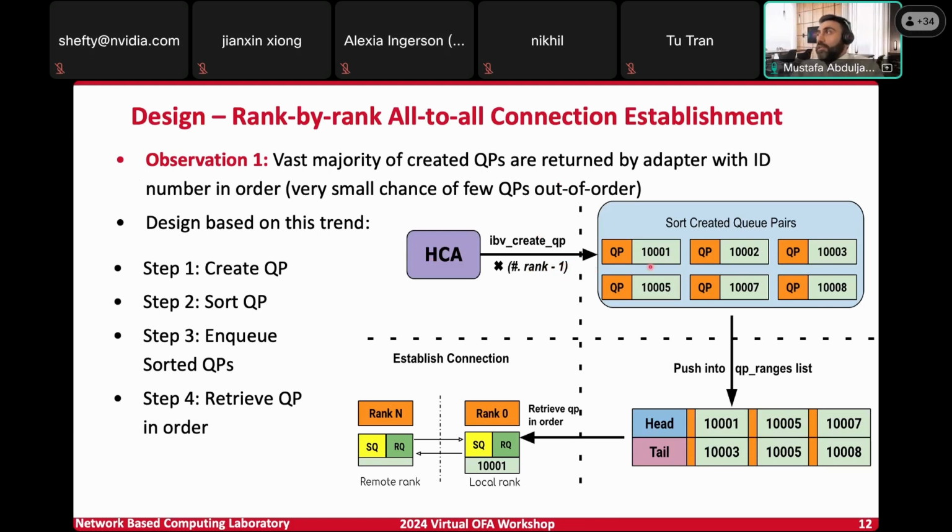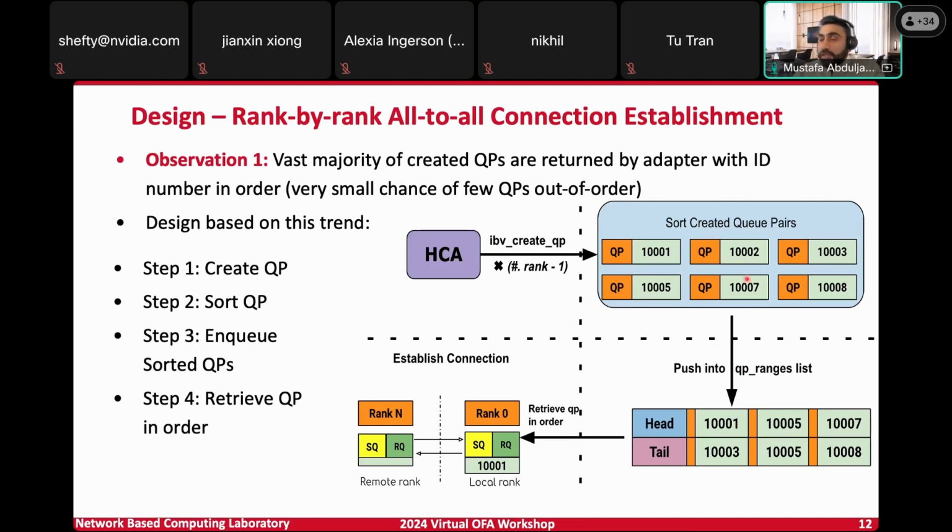So we leverage this observation to come up with a design to reduce the amount of data being transferred by the QP IDs. So here is a figure showing how we call the IBV create QPs, which is an IB verbs call. This function will return the QP per each rank, and these QPs, if you look at this figure on the side, are in numerical order of their IDs. So we're looking at 1, 2, 3, and then there is a disconnection, and then 5, 7. So they are in increasing order. We don't see any QP that is coming out of order. That's based on observation of the vast majority of the QPs being returned by InfiniBand RCAs.